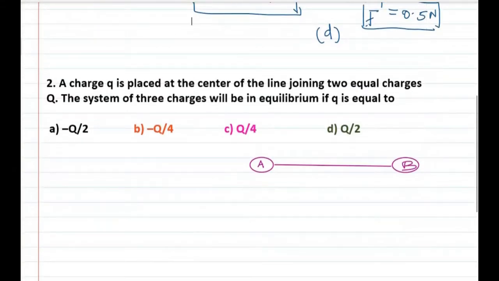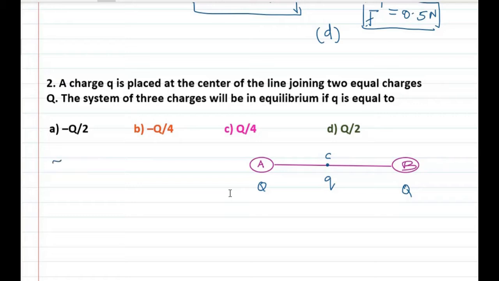Next is, charge q is placed at the center of the line joining two equal charges. There are two equal charges, let it be Q. The charge q is placed at the center of the line joining the two equal charges. Let the midpoint be C and the charge q is placed at the midpoint. The system of three charges will be in equilibrium. So when will these charges be in equilibrium?